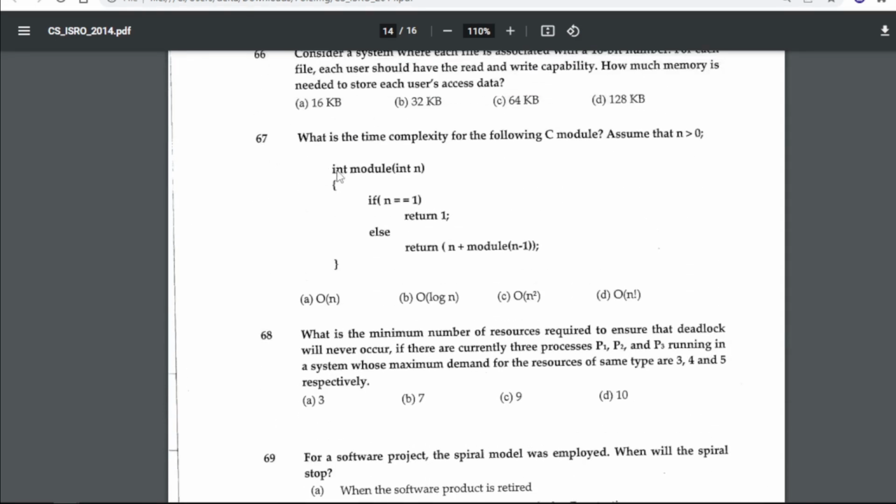Now 67: which is the time complexity for the following C module? Assume that n is greater than 0, right? So here you can see that you have a function, inside that there is a condition, but there is a recursion call, right? So according to that, you will get the answer as order of n, right?